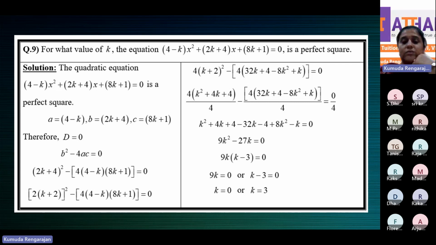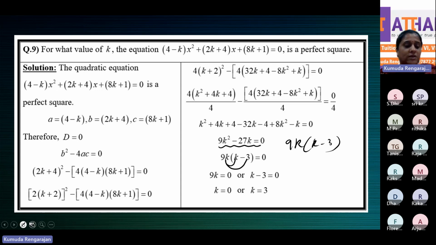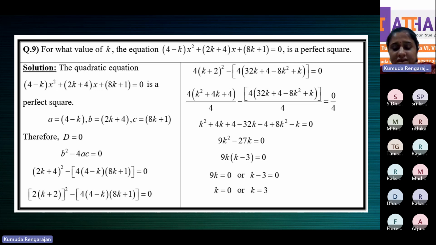Okay. So here when we have 9k square minus 27k is equal to 0, take out 9k common. So we have 9k into k minus 3 is equal to 0. That means 9k is equal to 0, which means k is equal to 0 by 9, which is 0, or k minus 3 is 0, which means k is equal to 3.